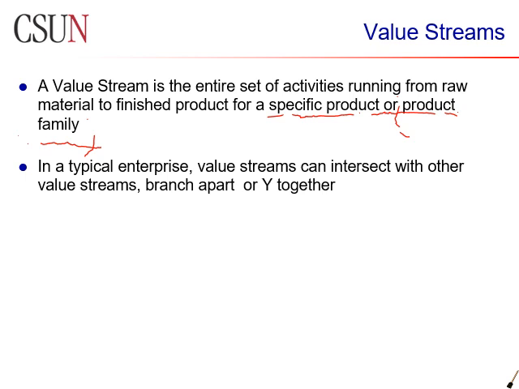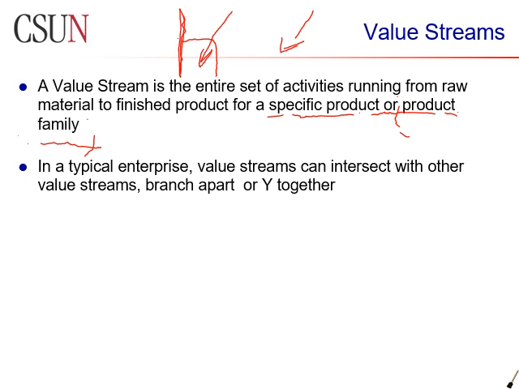Suppose that you're producing a chair that has either blue color or black color. So basically it's the same steps, except that we get different raw material for the colors or the paints. So we can draw just one value stream map for all of them.